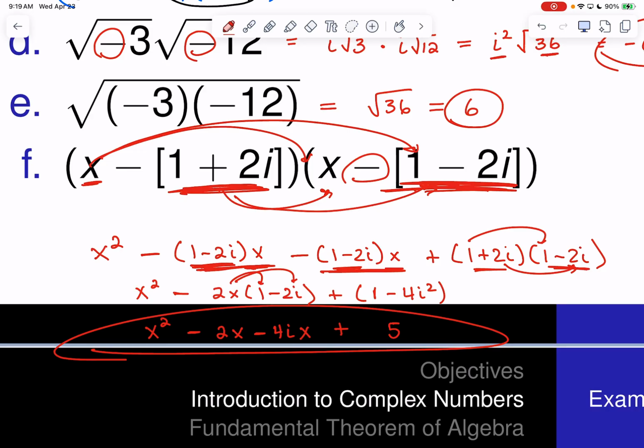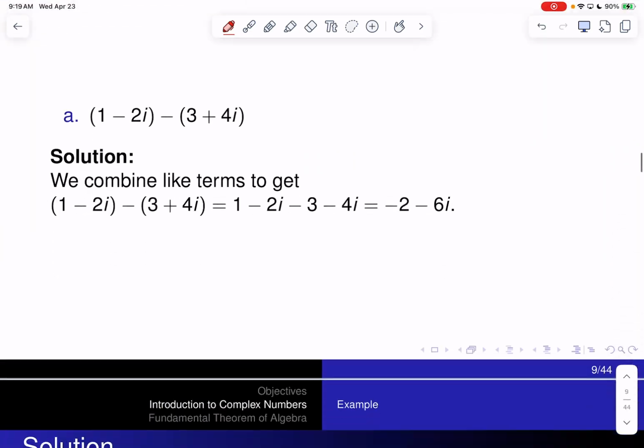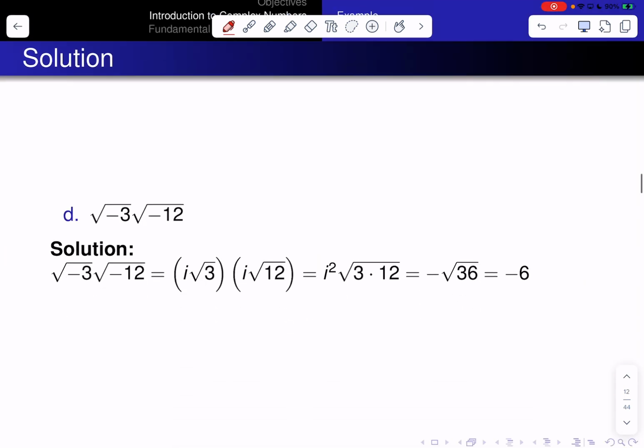Wild. Okay? Any questions on how to do all that? Pretty straightforward.